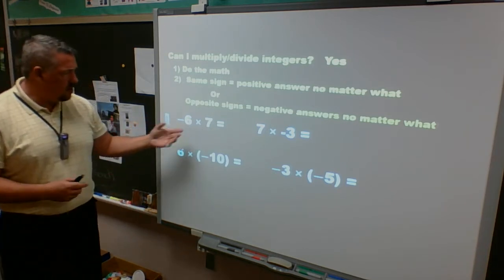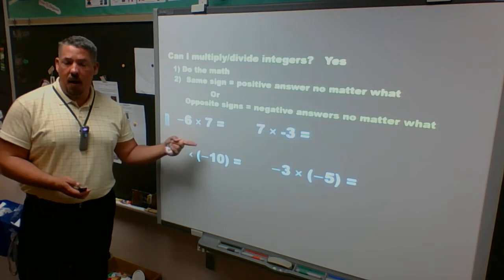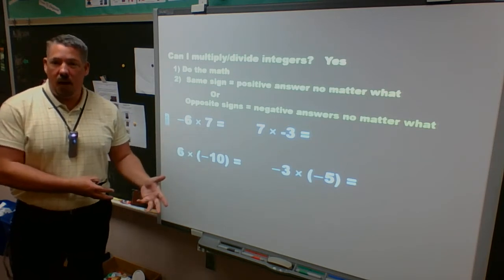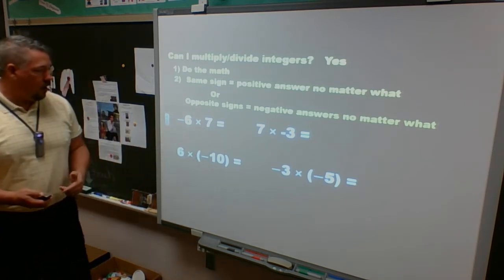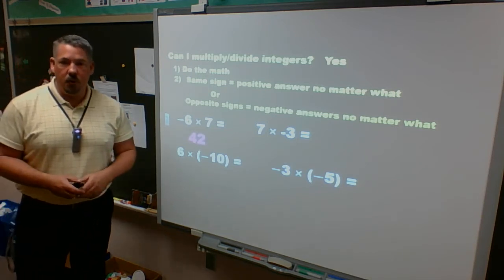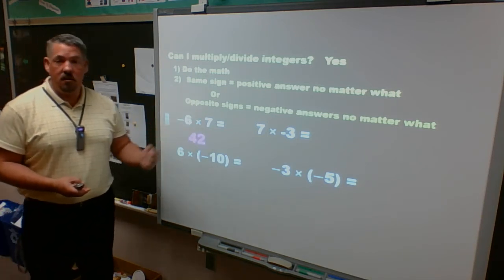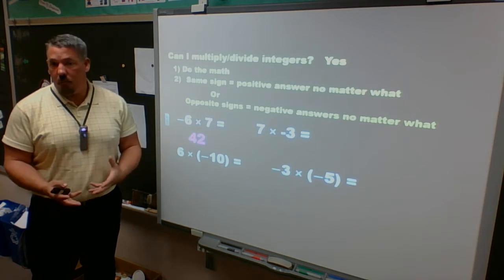Can I multiply integers? Yes. I start with doing the math. Math is basic multiplication, right? 6 times 7 is what? Well, 6 times 7 is 42. Then I look at the signs. Do I have the same signs or do I have opposite signs?